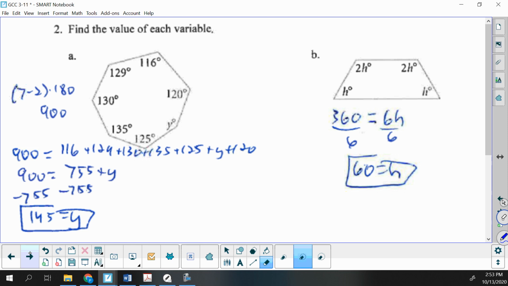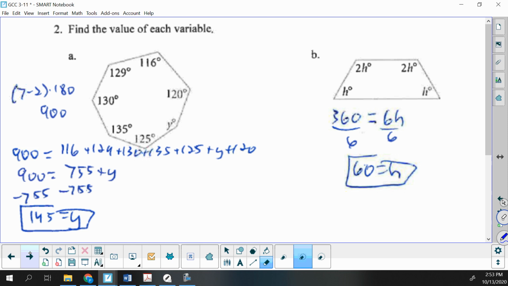Next, we got to start out and find our sum of our interior angles. A was 7 sides, so we did 7 minus 2 times 180, and we got 900. And then we do 900 equals the sum of all of those inside, including the variable y. When you neaten it up, you get 755 plus y. Subtract the 755 over, and y is just 145.